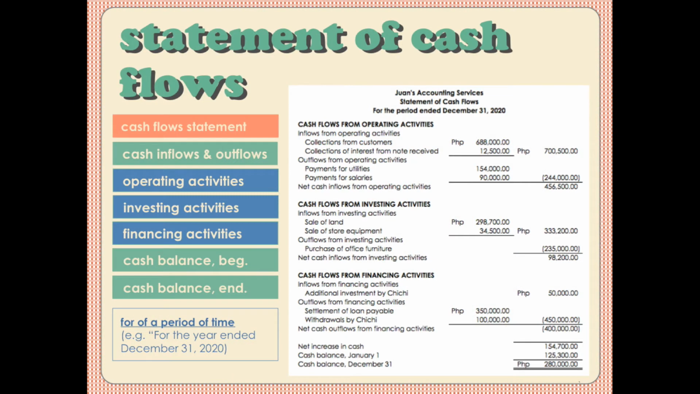Here is a sample of the cash flow statement. You'll notice that the cash activities are classified into three main types: the operating, investing, and financing activities. We'll discuss the differences among the three in a separate video. The transactions resulting in cash inflows and outflows are listed under each type of activity.